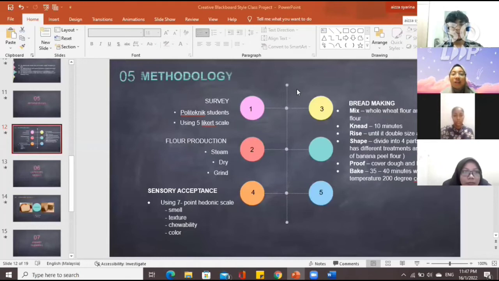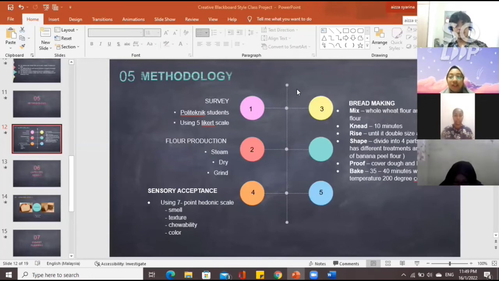So these are the methodologies, which is the survey we aim for Polytechnic Nilai students, for 100 people. The survey will use a 5 point Likert scale. Then I will go to the flour production. Berangan banana will be obtained at a nearby banana farm. Then the banana will be steamed for about 10 minutes. The purpose of the steam blanching process is to clean the surface of dirt and organisms, and then we go to the drying.